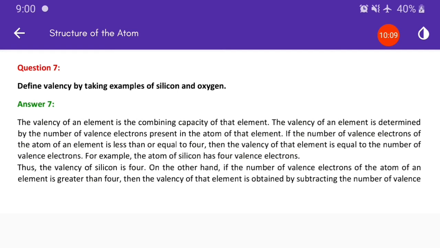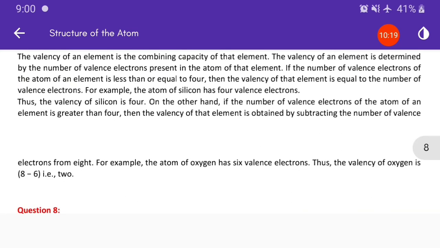On the other hand, if the number of valence electrons of the atom of an element is greater than 4, then the valency of the element is obtained by subtracting the number of valence electrons from 8. For example, the atom of oxygen has 6 valence electrons, so 8 minus 6 is 2. The valency of oxygen is 2.